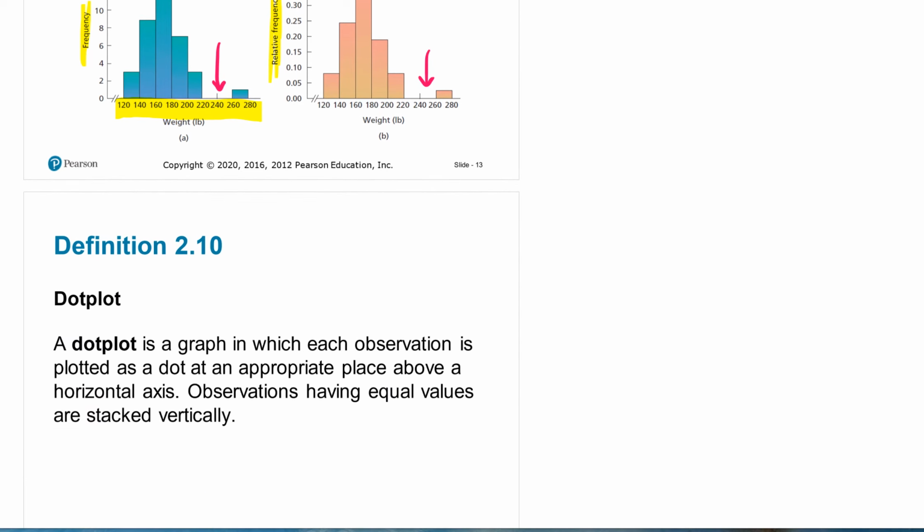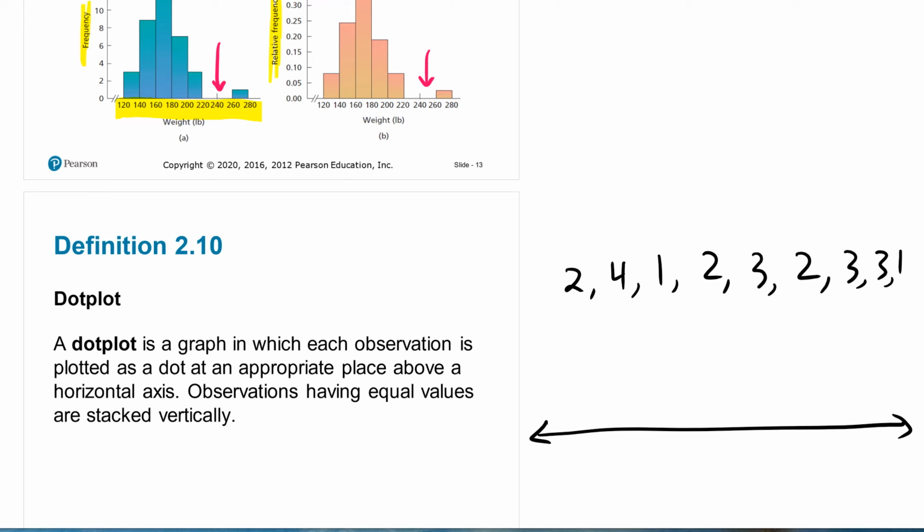The next plot to organize data is called a dot plot. A dot plot is very easy, maybe the easiest plot you can deal with. So they give you a set of data. Let's say, just to explain it, 2, 4, 1, 2, 3, 2 again, 3, 3, 1. So let's say they give me simple data like this. You draw a horizontal line. You see the numbers range from 1 to 4: 1, 2, 3, 4. Even if there's a number missing, let's say the data goes up to 6, so there's no 5, but we still have to put the 5 and the 6.